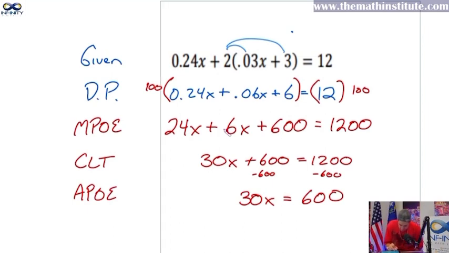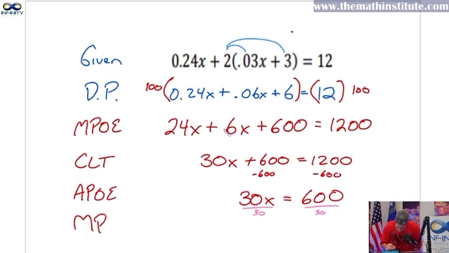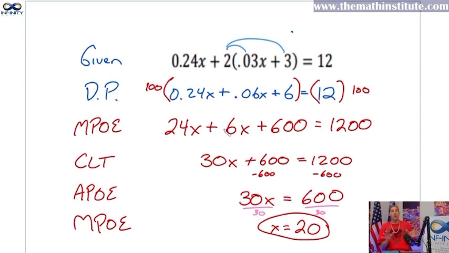And then DPO or MPO, divide the left by 30. Anything I do to one side, I do to the other. Giving us our solution, thanks to MPO, of x equals 20. All right, guys, all you got to do is follow the rules. Notice I multiplied both sides by 100, which was unnecessary, but I'm following the rules. Anything I do to one side, I do to the other, so easy peasy, lemon squeezy.